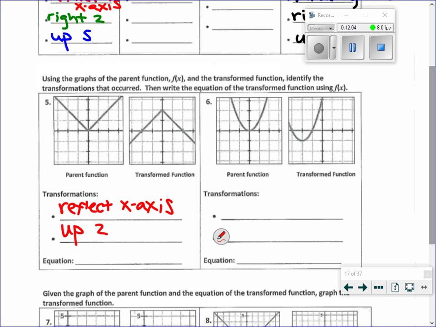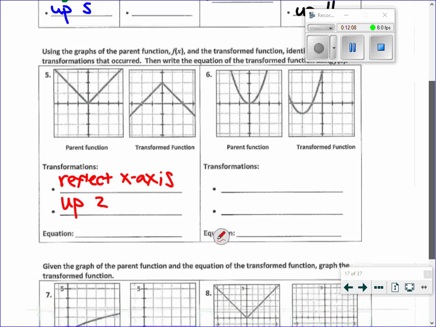Now we're going to write a transformation that describes that. My parent function is f of x, so I'm going to use that f of x notation to write the equation for what's happening. If I reflect over my x-axis, how do I show that in an equation? Negative in front of that f. Good. And then if I'm going up 2, how do I show that? Good. Plus 2 outside.